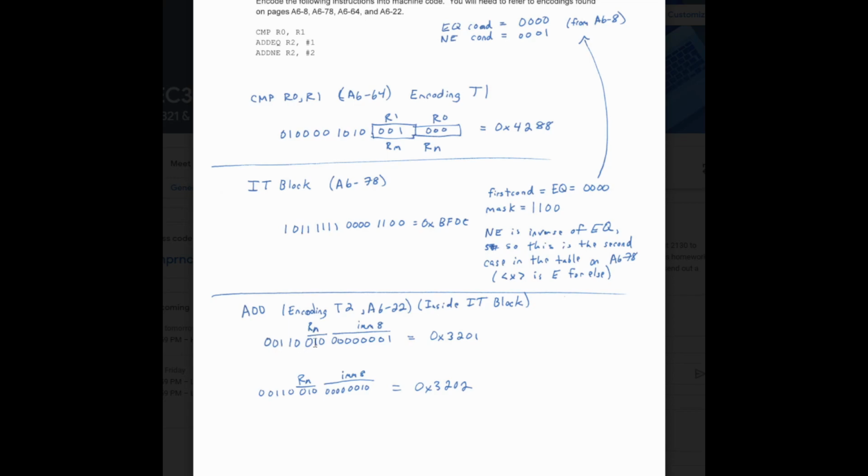So now we're just encoding the register. It's register 2 for both of those, so 010 for 2. And then M8 is just the immediate that we're passing in, which is 1 or 2. And that gives us 3201 and then 3202. So the first couple bits are hard-coded, the second few are the register, and then the last 8 are the immediate that we're passing in.